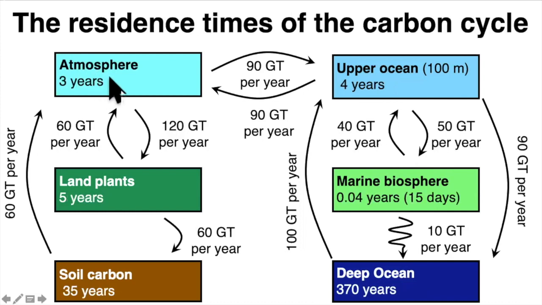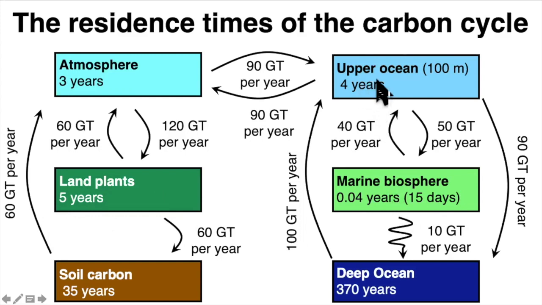So here's our 3-year estimate for the atmosphere, 5 years for land plants. It's interesting to compare land plants, which are around for several years on average, versus the marine biosphere, which is only around for 15 days. And this makes sense too. I mean, you can walk through a forest and see tons of plants around, but in the ocean, usually you have to filter liters and liters of seawater to even see a bit of green.